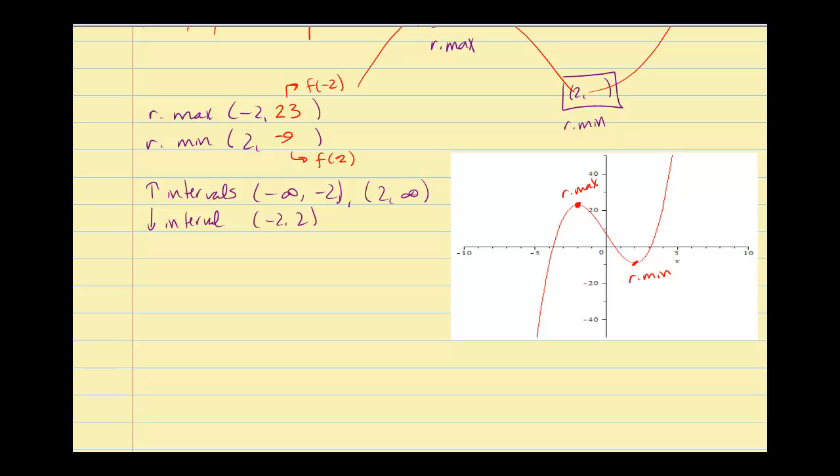Now on a test or a quiz, you're going to have to be plotting these by hand, but the more you graph these in Maple, the more you get used to seeing some of these graphs and kind of an expectation for what they should look like.